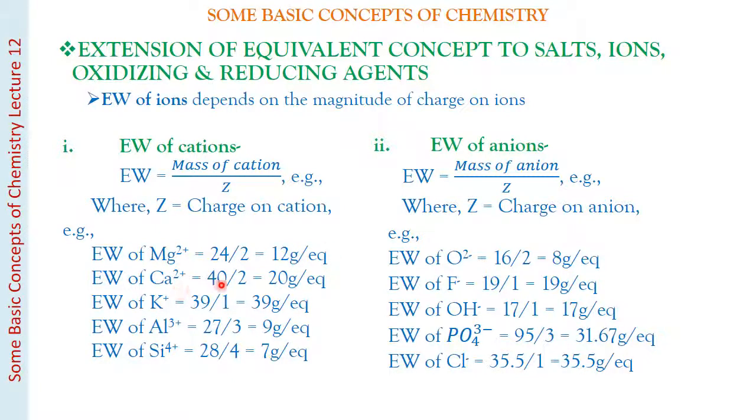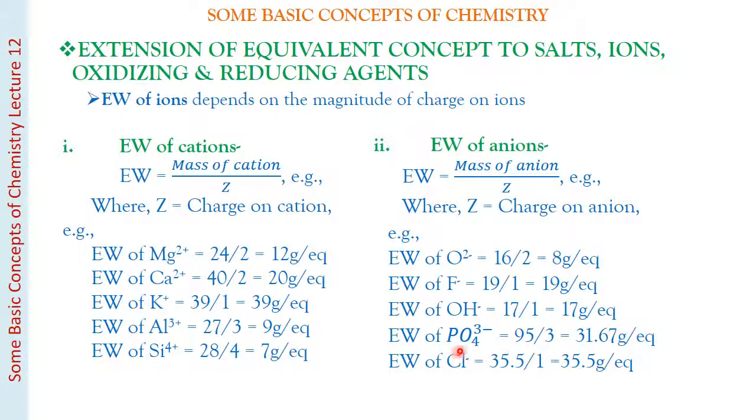Calcium is 40 divided by 2, the charge on calcium, so 20 grams per equivalent. Potassium 39 by 1, aluminium 27 divided by 3, and silicon 28 divided by 4. Similarly, for the anions also we are going to follow the same thing. For oxygen 2 minus, so 16 divided by 2. Fluorine F minus 1 charge, so 19 divided by 1. OH minus 17 divided by 1.